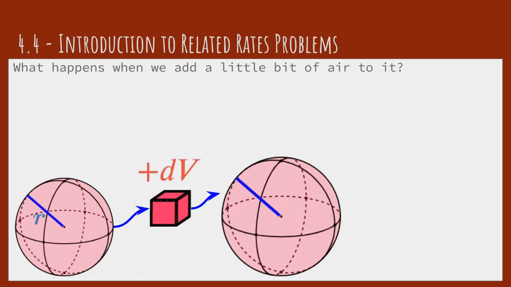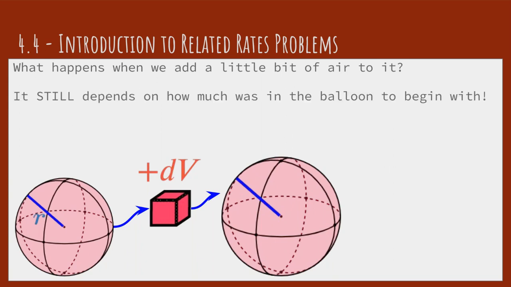So the calculus version of this question is what happens when we add just a little bit of air to it. So if we have a very small change in the volume, how is that going to affect the radius? So obviously the change in the volume is going to affect the radius, but as we might expect, it's still going to depend on how big the balloon was to begin with. So a very small change when the balloon is small is going to have a bigger impact than a very small change in volume when the balloon is big.